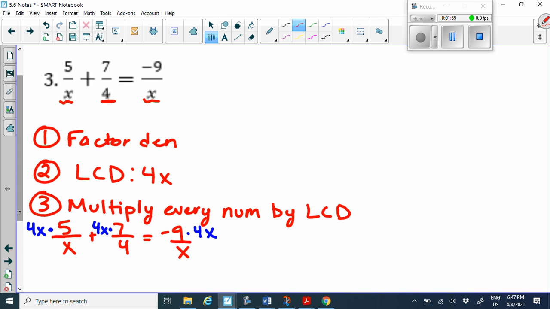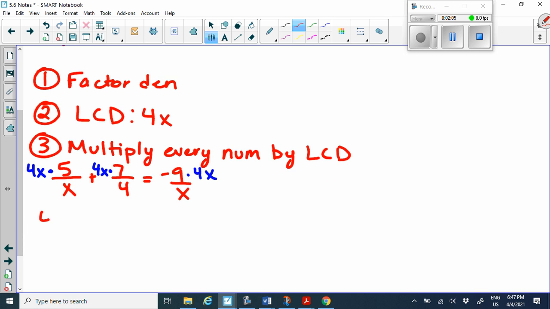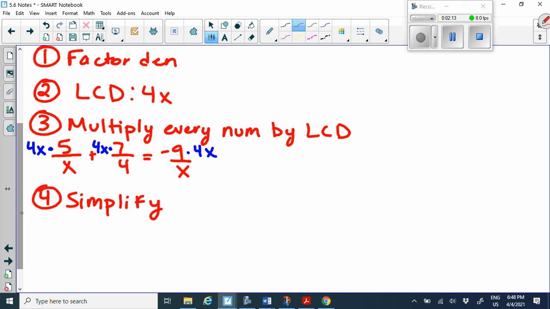Now, from there, I'm going to multiply and, if possible, simplify each term. So if I do 4x times 5, that gives me 20x over x. Then plus, I do 4x times 7, that gives me 28x over 4. And then negative 9 times 4x gives me negative 36x over x.